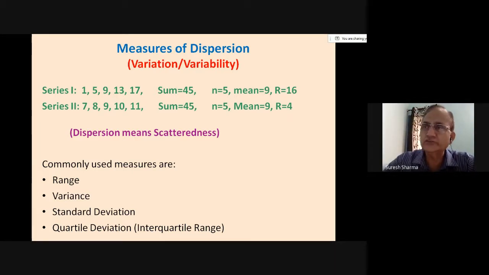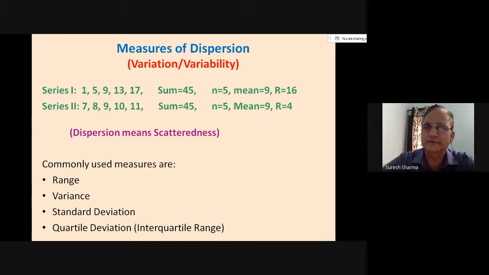But range is not a very good measure of dispersion. It just depends upon two values. If your entire data is between 100 to 120, your range will be 120 minus 100, answer will be 20. But suppose one observation is 260, look at the range now. 260 minus 100, it will come to 160. Lot of variation in the range. So that's why range is not considered to be a very good measure of dispersion.